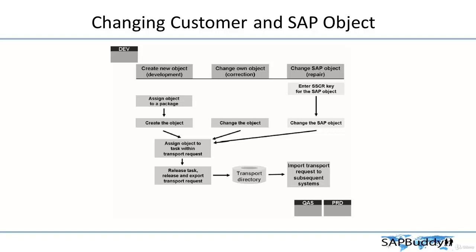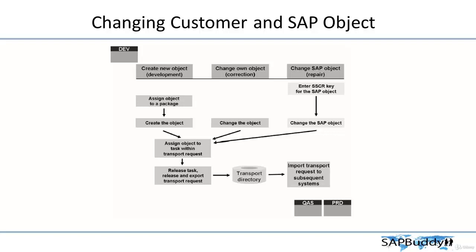When you are doing any changes in customizing, or changes in a customer object or in an SAP object in the development system, let's say we create a new object in the development system, then we need to assign the package, then we create the object, then the object is of course assigned to the transport request. The transport request will be released to the transport directory. Once it is released, we will create the TR in the transport directory, then we will transport it to the quality and productive systems.